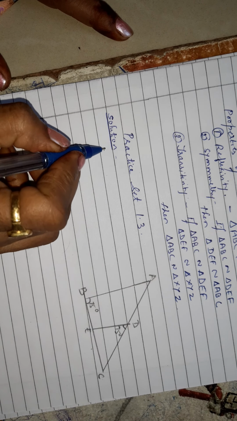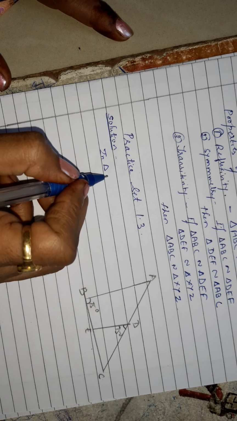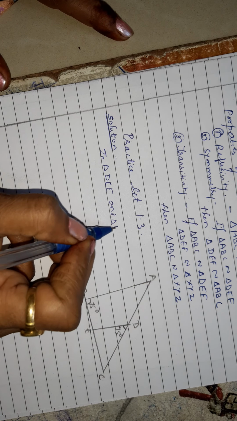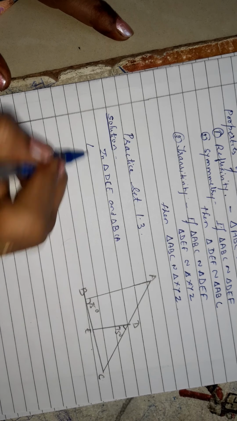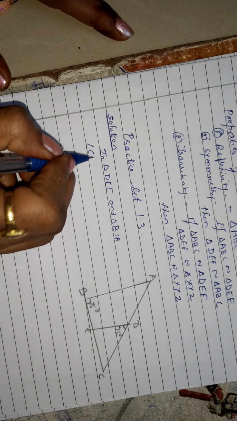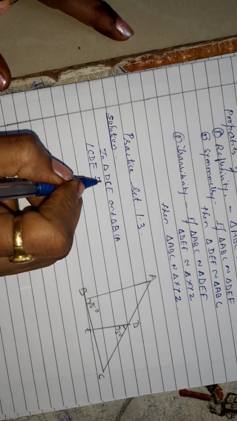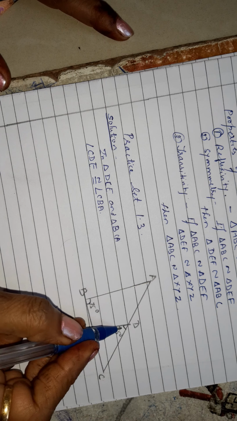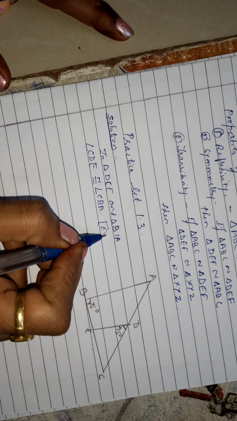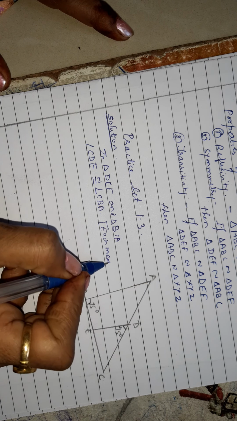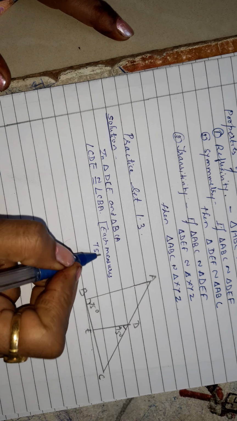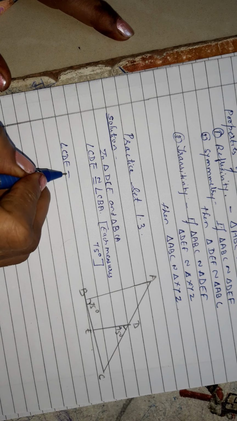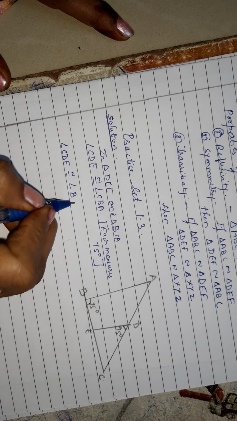Now two triangles are there. In triangle DCE and triangle BCA, angle CDE is congruent to angle CBA. Why is it congruent? Because this is also 75 and this is also 75. So write in bracket, each measures 75 degrees.